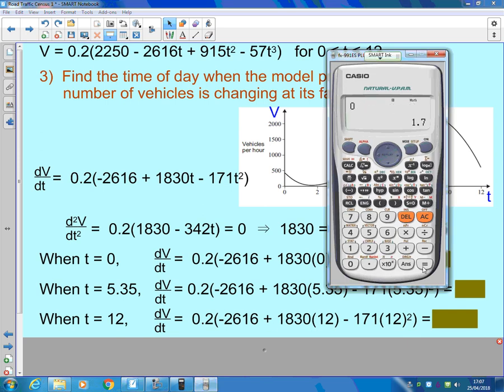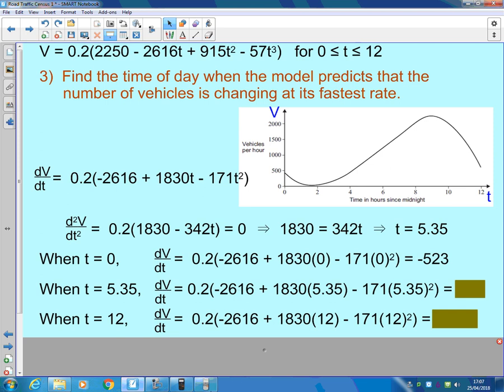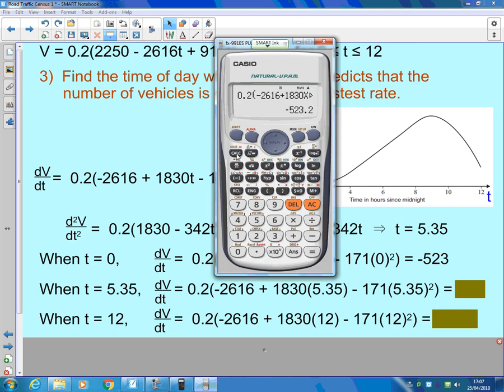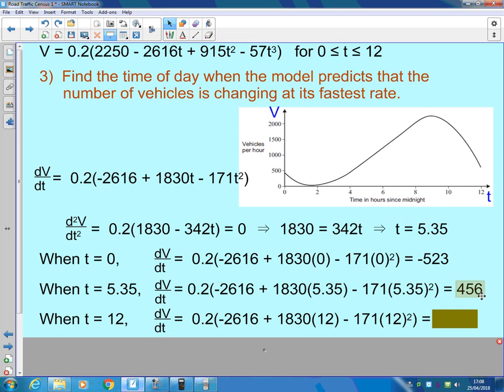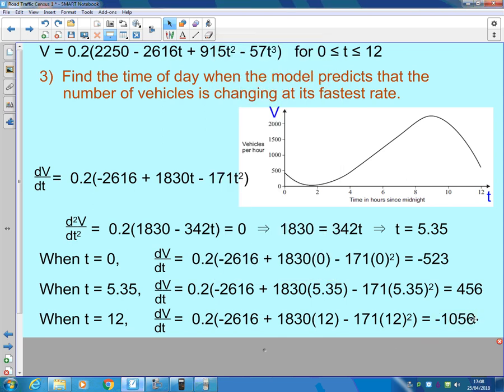Calc 0 equals, minus 523.2, so minus 523. The next one, calc 5.35 equals 456. There it is. And then the final one, calc 12 equals minus 1056. So all I had to do is type this one equation in just once and then do calc 0, calc 5.35, calc 12, get my three answers.